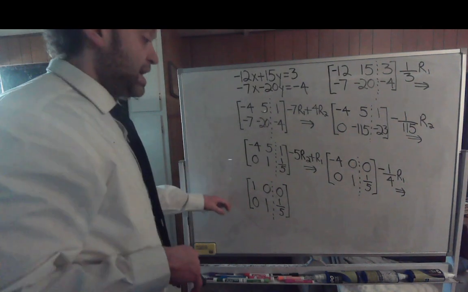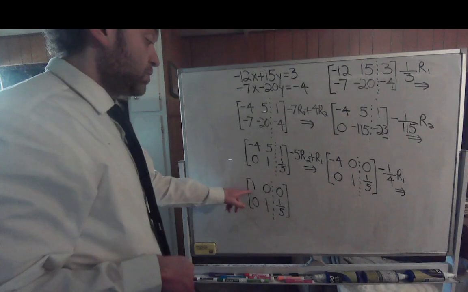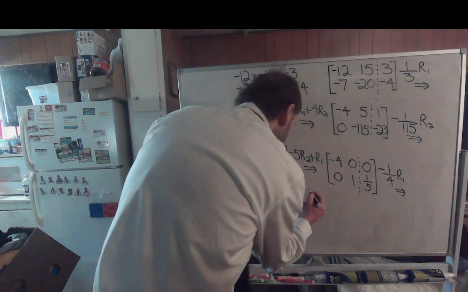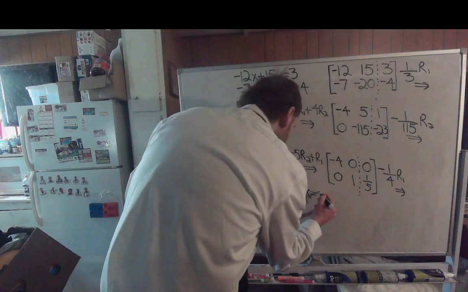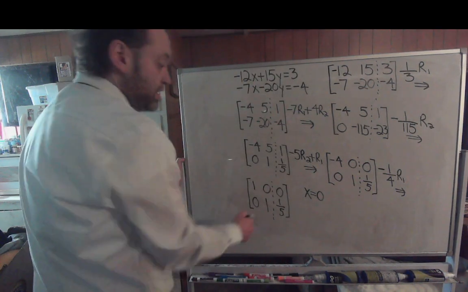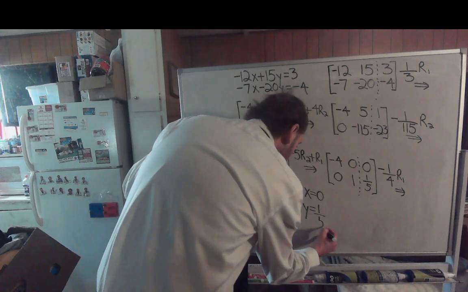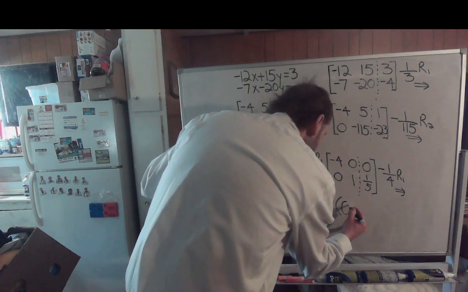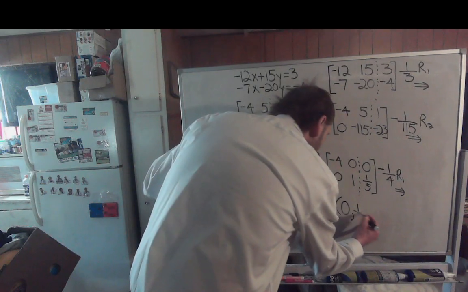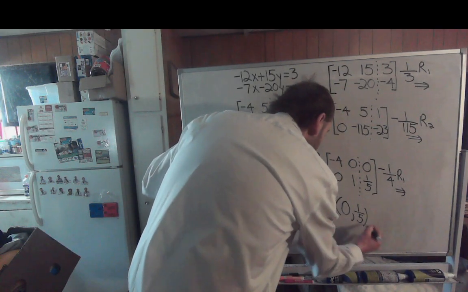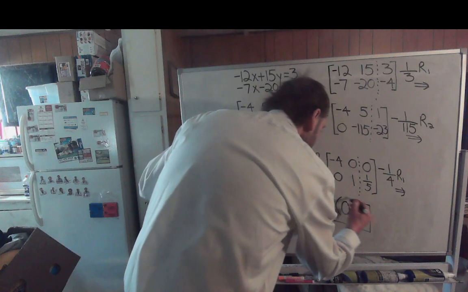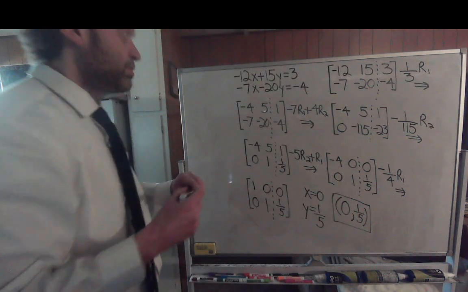So now you have this in reduced row echelon form, giving you a direct x value of 0, x equals 0, and then y equals 1/5. So the point of intersection is going to be the ordered pair 0, 1/5. That would be the ordered pair that represents a solution to this system, would be 0, 1/5.